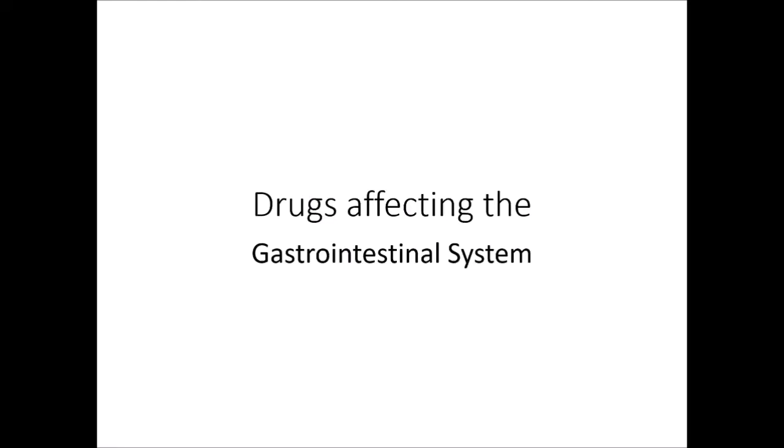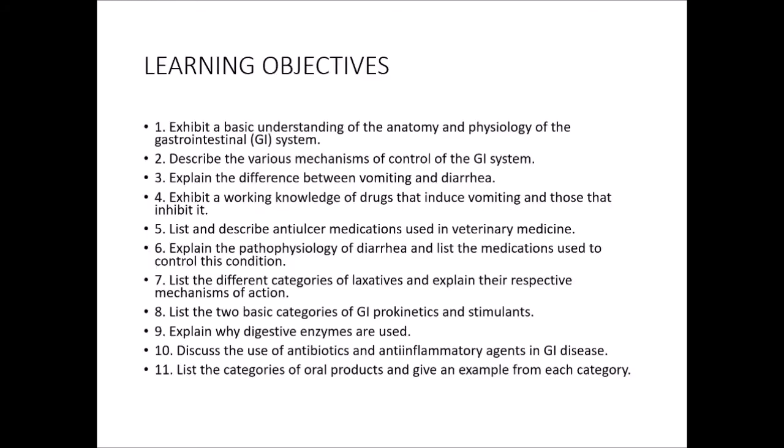We're going to talk about Chapter 8. These are drugs that affect the GI system. You have to have that basic understanding of anatomy and physiology of the GI system to understand what's controlling the GI system, know the difference between vomiting, regurgitation, small and large bowel diarrhea, and then understand what drugs induce vomiting and those that inhibit it.